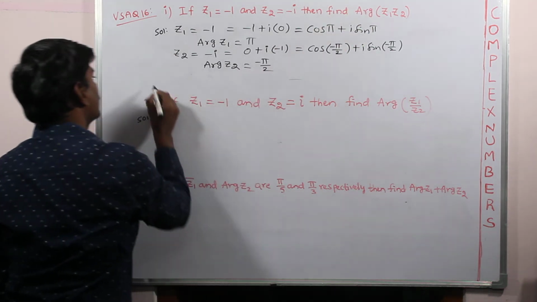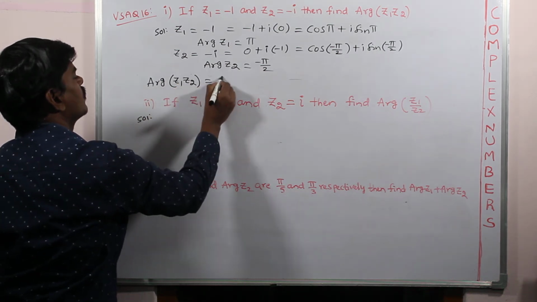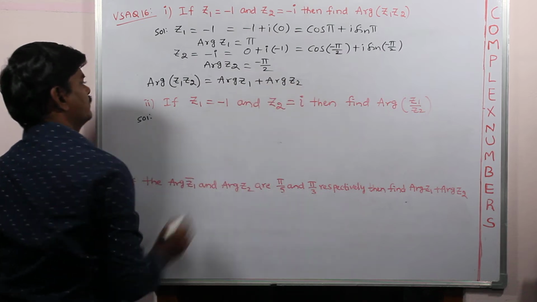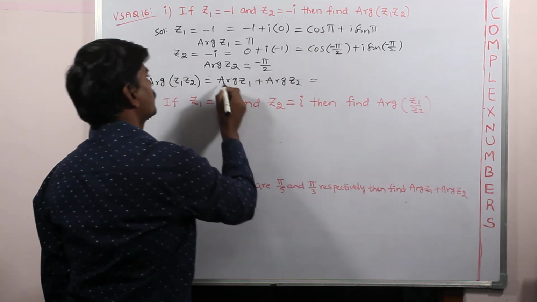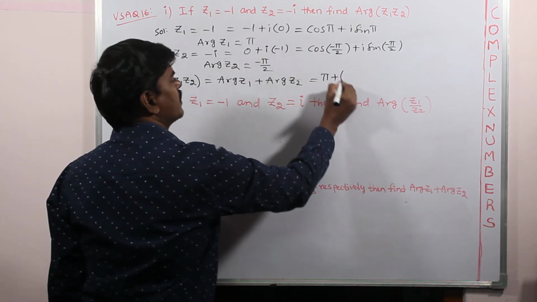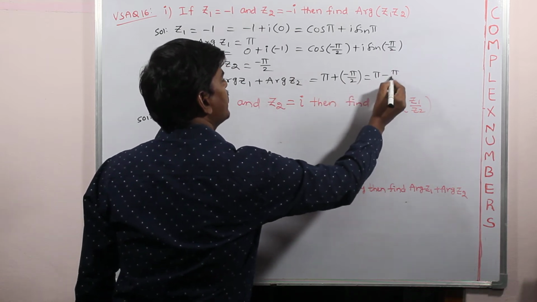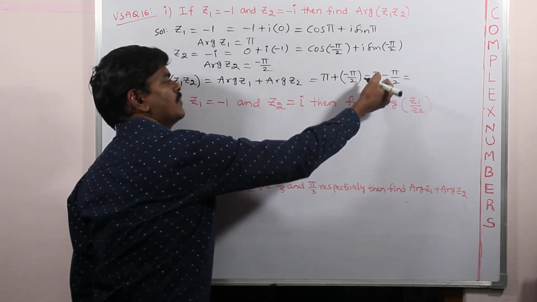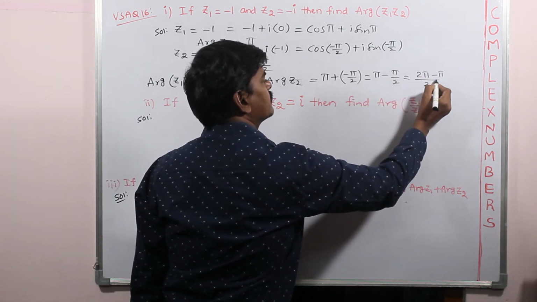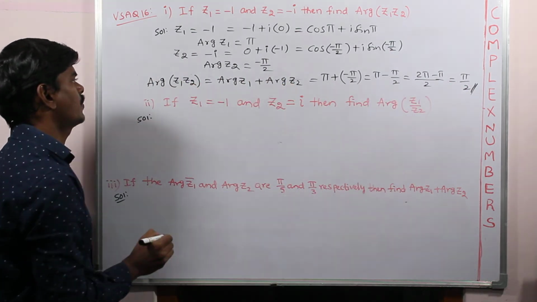Now we will go for the required one, the arg of z1 z2 formula: arg z1 plus arg z2. This is the formula. So substitute arg z1 value pi plus arg z2 value -pi by 2. So pi minus pi by 2. Now 2 is the LCM: 2 pi minus pi. So the answer is pi by 2. This is the answer for the first problem.